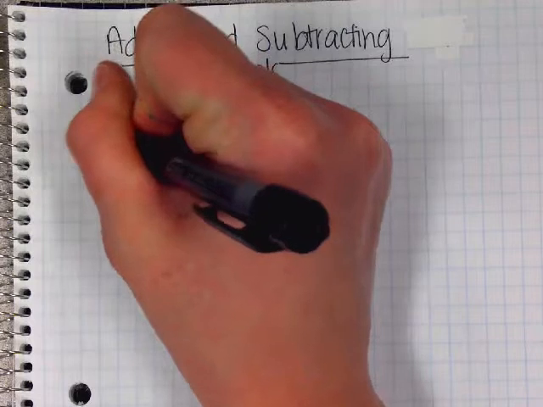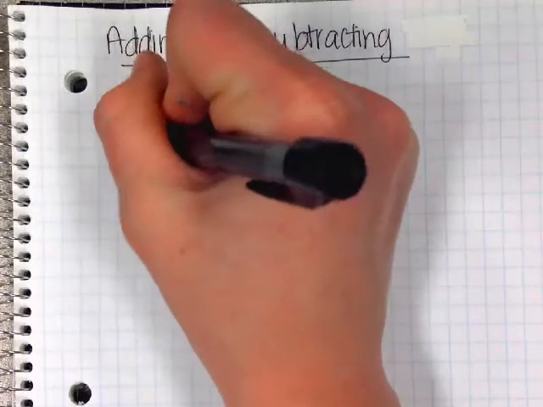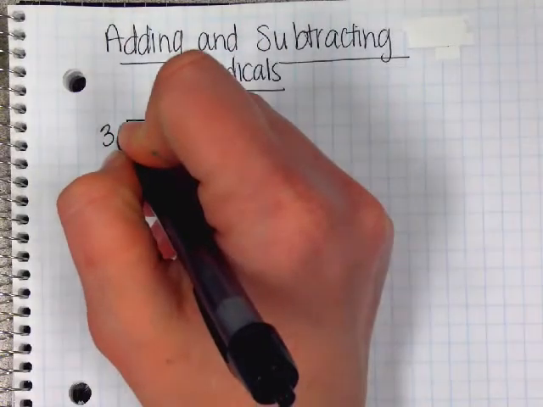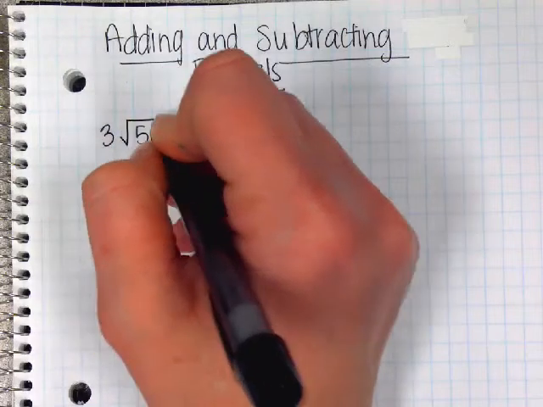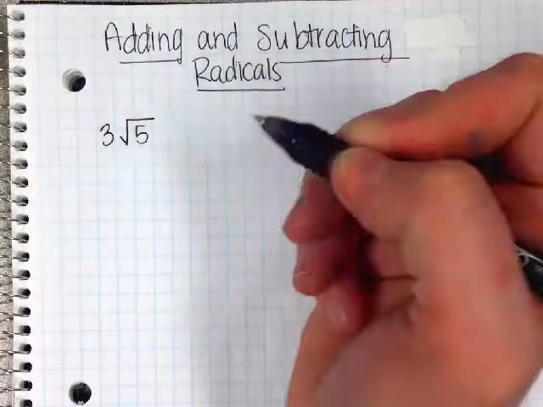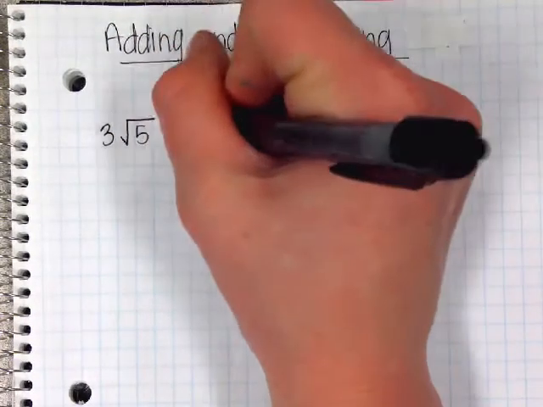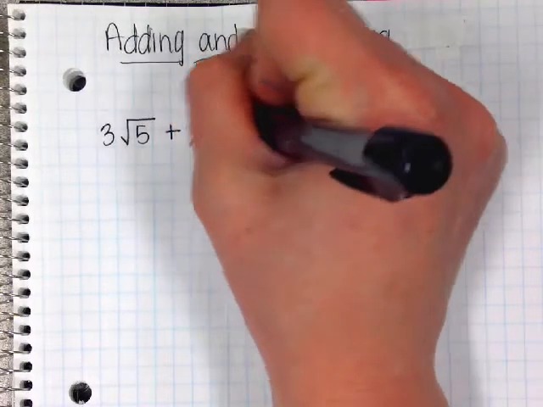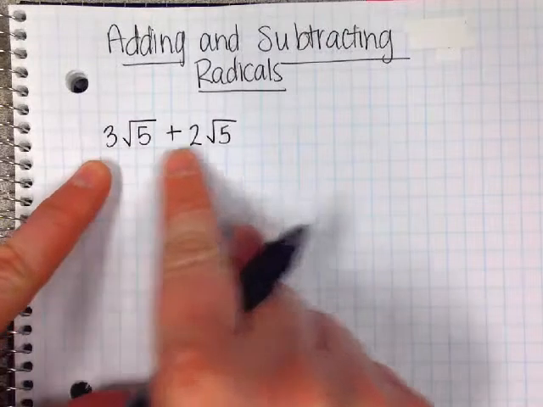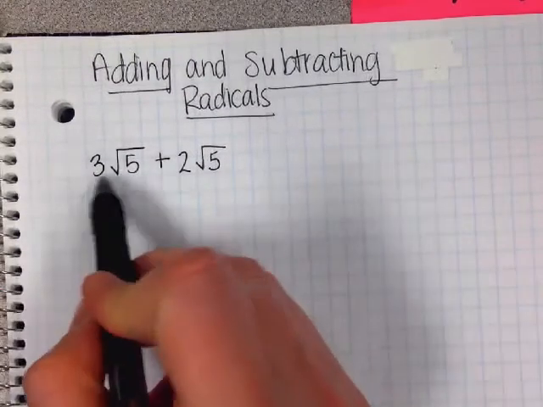So if I have 3 square root of 5, notice that's not the index, that's the number in front of the radical. This is actually a square root, so it's 3 square root of 5, not the third root of 5. So make sure you put that in the correct spot. Then we have 2 square root of 5. So if you look at this problem, you will see that there's a 3 and a 2.